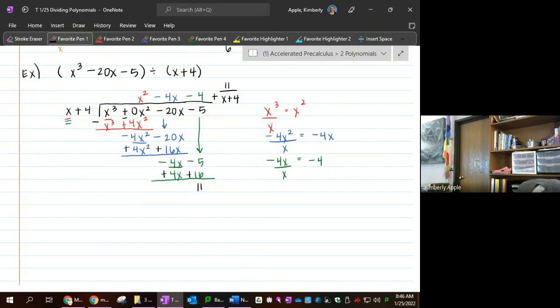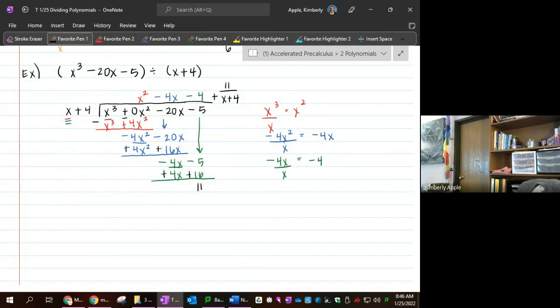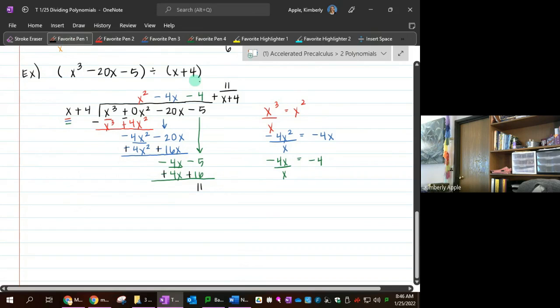Yes, so the remainder can be negative? It can. If the remainder is negative, then you would just subtract that fraction. Like if this was a negative 11, this would be minus 11 over x plus 4. Yes, ma'am.